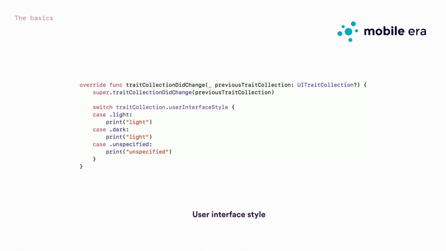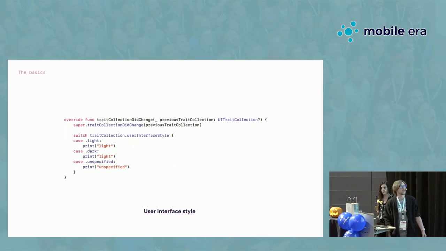So if you have time to design your app for both light and dark theme, then you can override the traitCollectionDidChange method in your UIViewController or UIView. And then you just switch on userInterfaceStyle. And then you can check if it's a light theme or a dark theme, and then change your background color, for example, or your text colors according to the current theme.